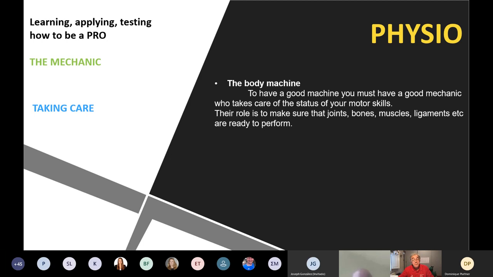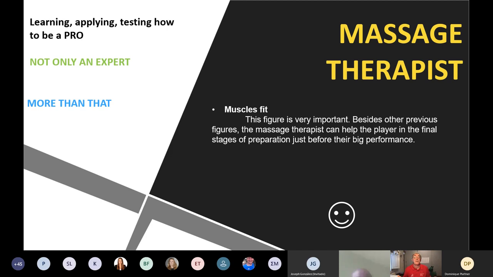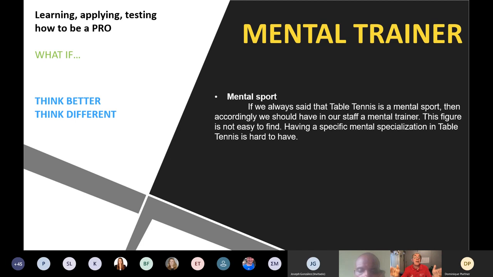Massage therapist, this is not only a massage therapist. I said it's more than that. Normally, it's a good friend. A massage therapist is a good friend. He is with you in a warm-up time, during the training, during the performance, and then at the end, making your muscles relax. He's there all the time. Just even a few seconds before the competition starts, they are there with you. And then, as a player, as a coach, we have a very strong connection with her or him.